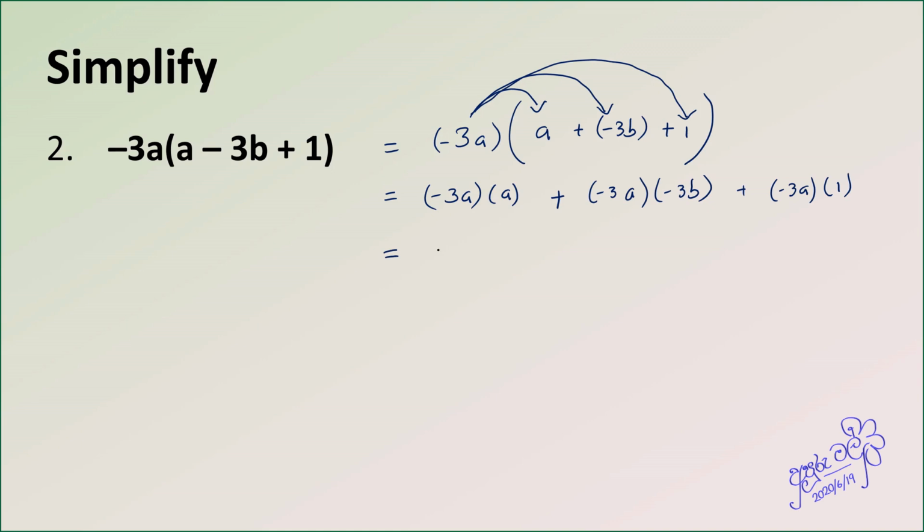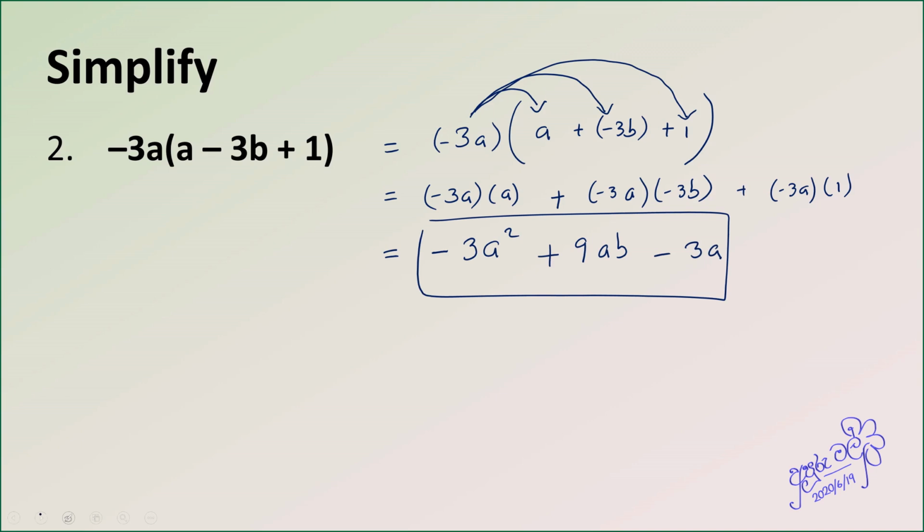Minus times the plus sign is a minus. 3 times 1 is 3. A times a is a squared. Here we have to multiply minus sign with the minus sign, resulting in a plus sign. 3 times 3 is 9. A times b is a times b. Here we have minus 3a multiplied by 1 is minus 3a. That's our answer.